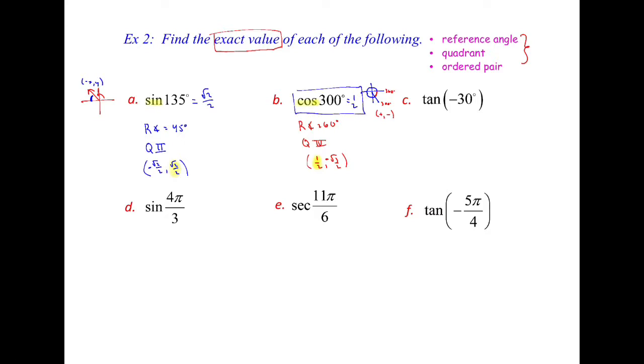Here's the end result. This is what we're looking for. What ratio for that angle in terms of sine and cosine? And then we just continue on and continue to look at these.